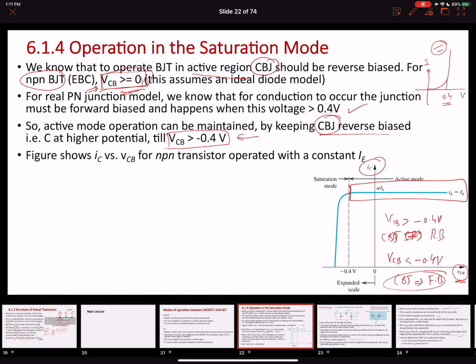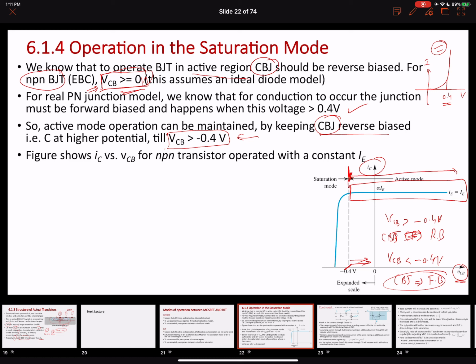So we can see that when our collector to base voltage was greater than minus 0.4 volts, our collector to base junction was reverse biased. This means that we are in the active mode. So this is our active mode of operation up to this point.